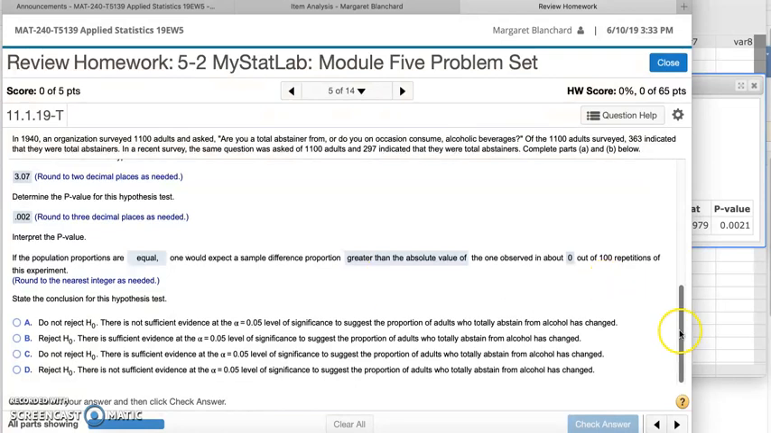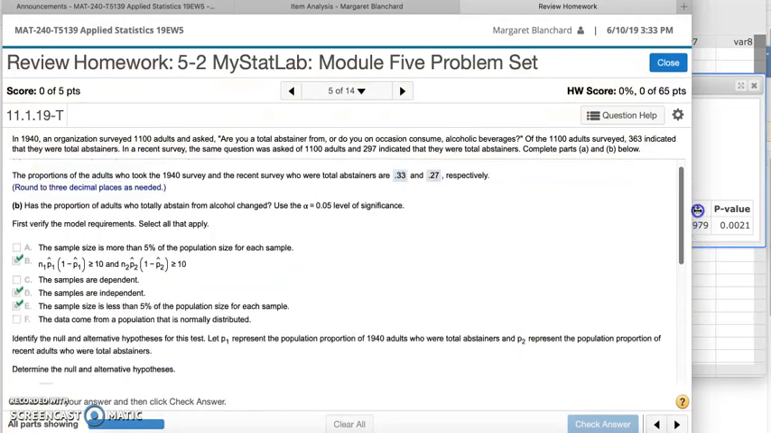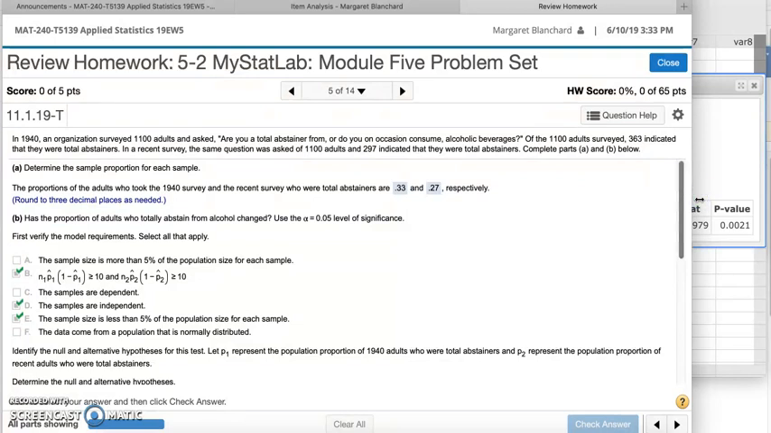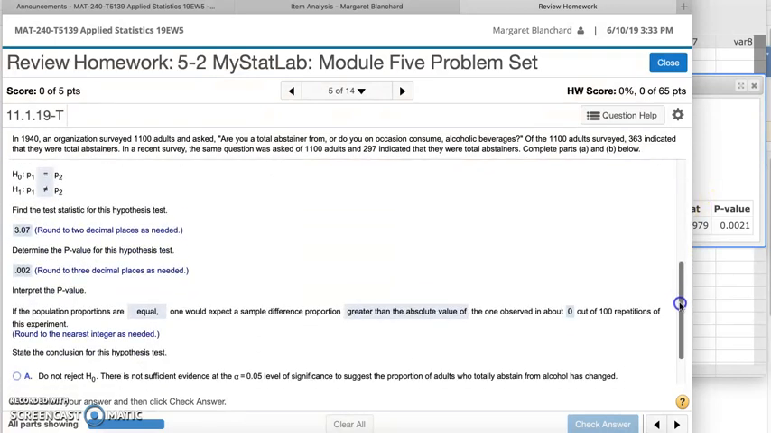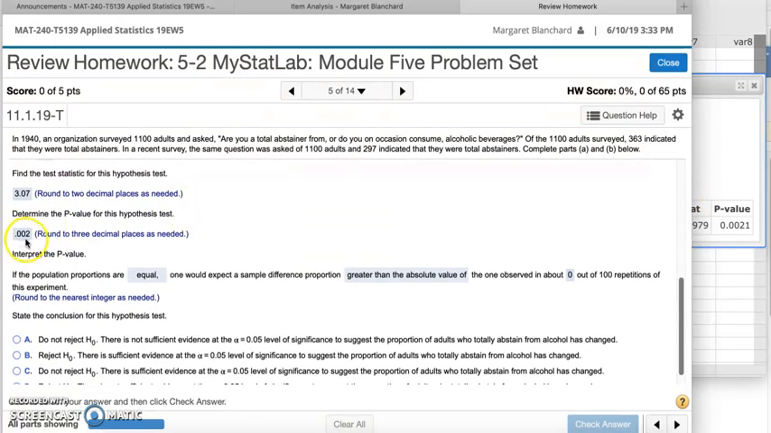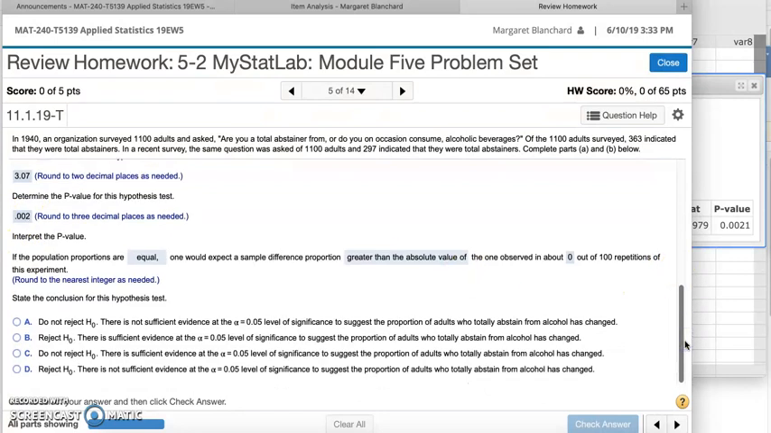All right, state the conclusion for this hypothesis test. Our alpha, let's scroll back up to double check, is 0.05. Our p-value is 0.002. Our p-value is less than alpha, therefore we reject the null hypothesis. So right off the bat, we know we're looking at options B or D. When we reject the null hypothesis, we're saying that there is sufficient evidence to support the alternative.